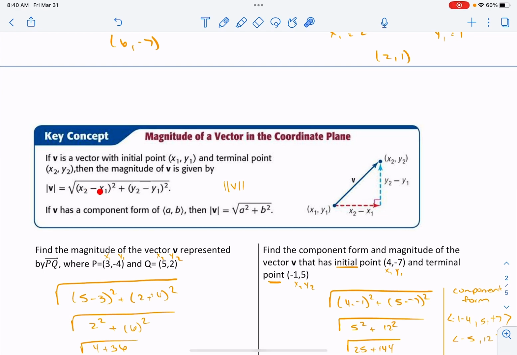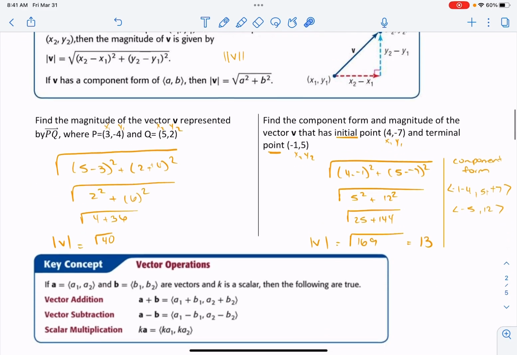So you're subtracting the x values and squaring them, and then adding it to the difference between the y2 minus y1 squared. Now, if they give it to us already in component form, all you have to do is, kind of like the Pythagorean theorem, find that hypotenuse. So the magnitude is the square root of a squared plus b squared. Let's try some problems here.